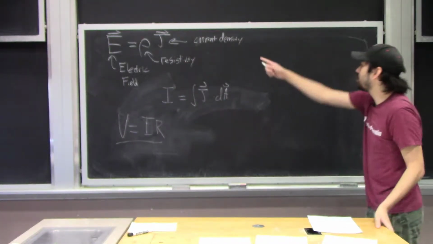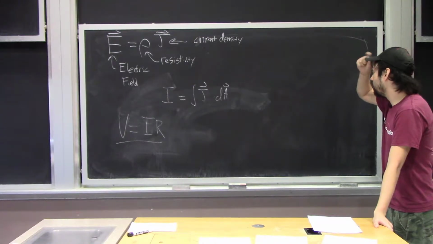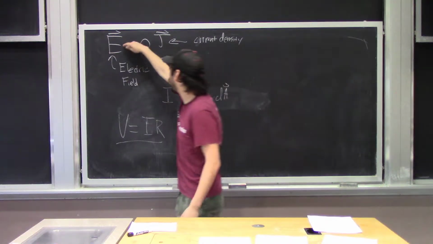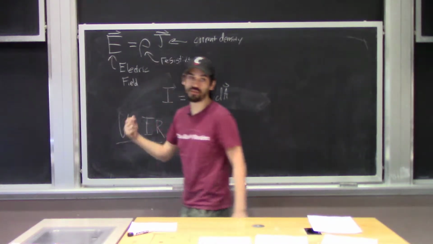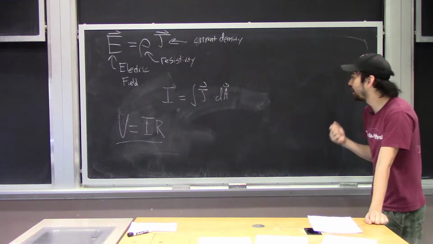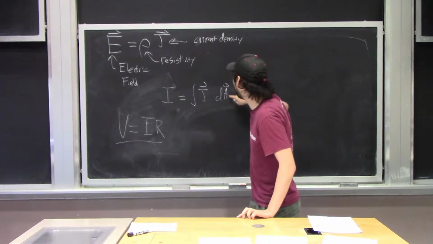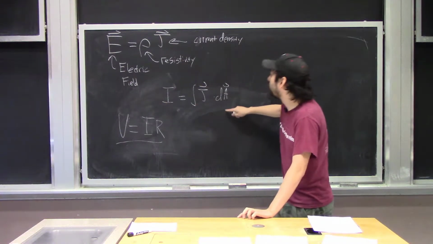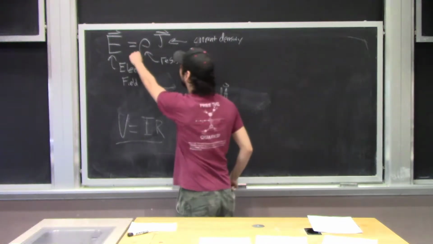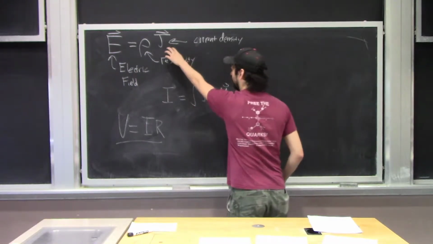So the first thing that we can see is that in order to get from the microscopic form to the macroscopic form, we're going to have to use our definition of the difference in electric potential. And we're going to have to use this definition of the current density in order to get this electric field in terms of the current instead of the current density.